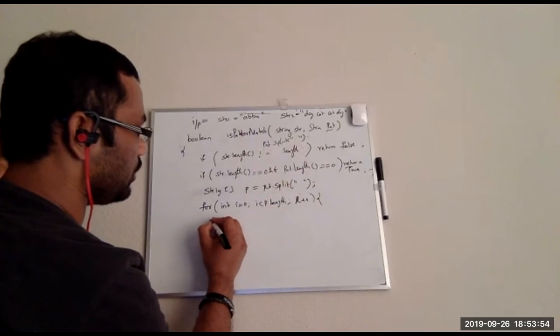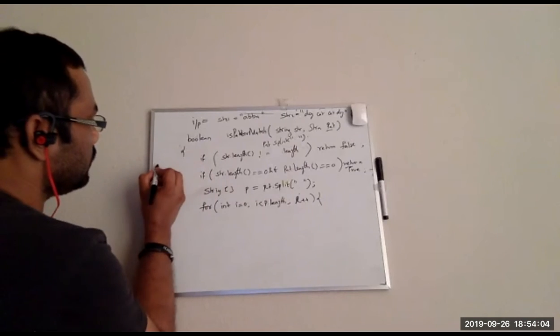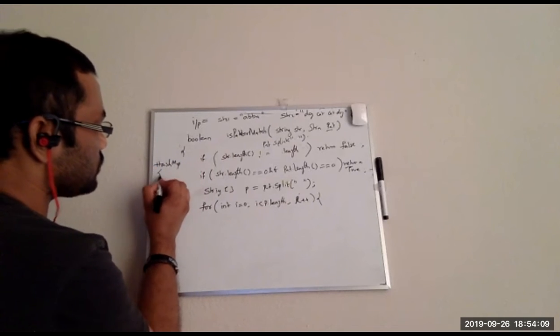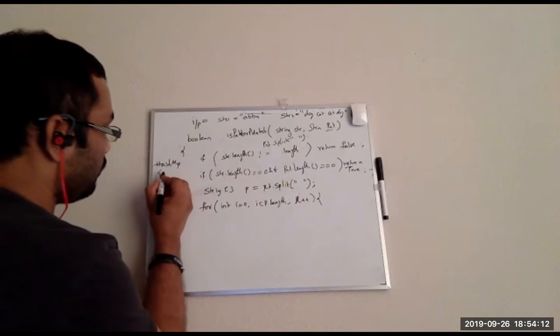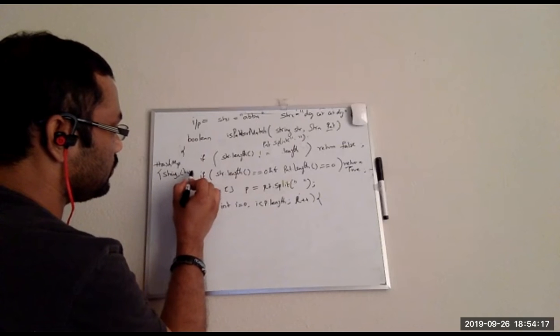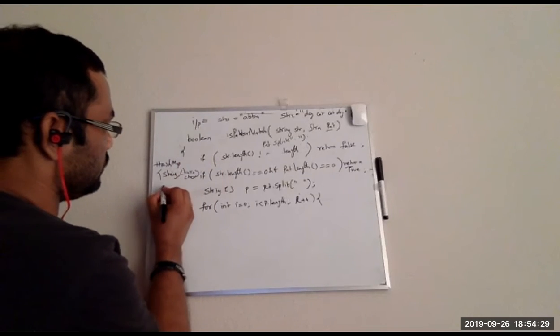Now we need to compare. I forgot to declare the hash map. I'm declaring the hash map because of the space thing. In the hash map we are storing a string first and then a character. That is map, new hash map. So it's map.